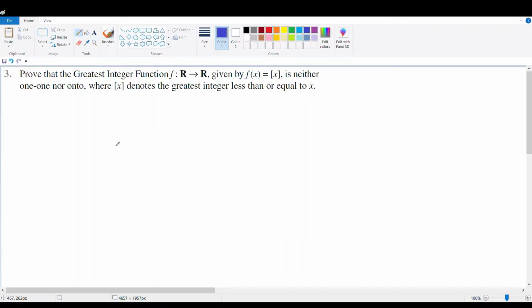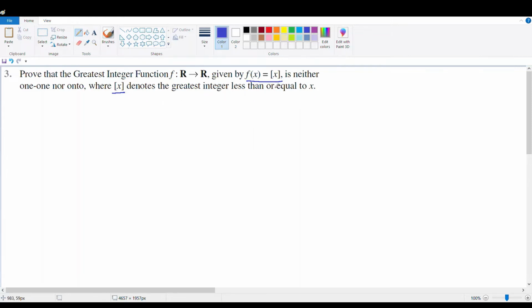Let's begin. Question 3. Prove that the greatest integer function f from R to R given by f of x equals greatest integer x is neither one-one nor onto, where greatest integer x denotes the greatest integer less than or equal to x.